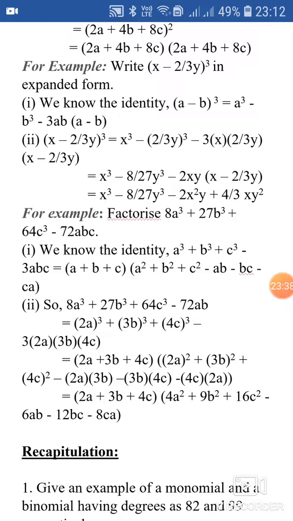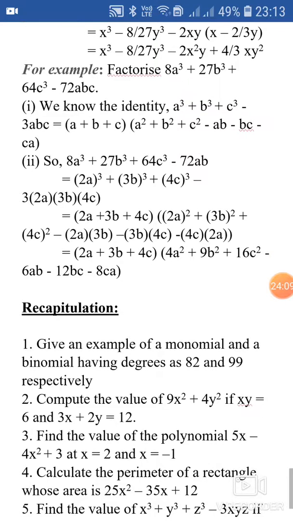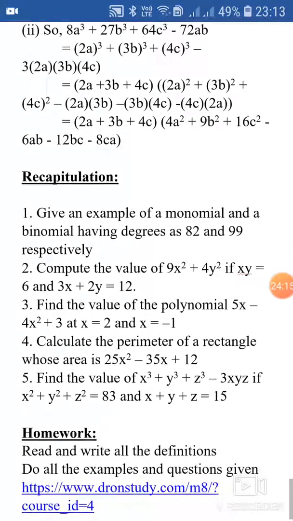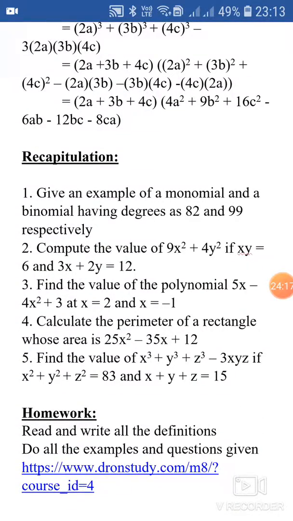So we have done it the same way: (2a) whole square plus (3b) whole square plus (4c) whole square minus 2a into 3b minus 3b into 4c minus 4c into 2a, and so on. Please try to solve all this. I know it's not going to be easy for you, but please try to work it out. Take out your copy and pen, and practice it. I've given you this worksheet and the solved list. Please try to solve them and we will discuss all the questions. If you have any doubts, do all the examples done in that and all the questions given to you till the last, and learn all the definitions.